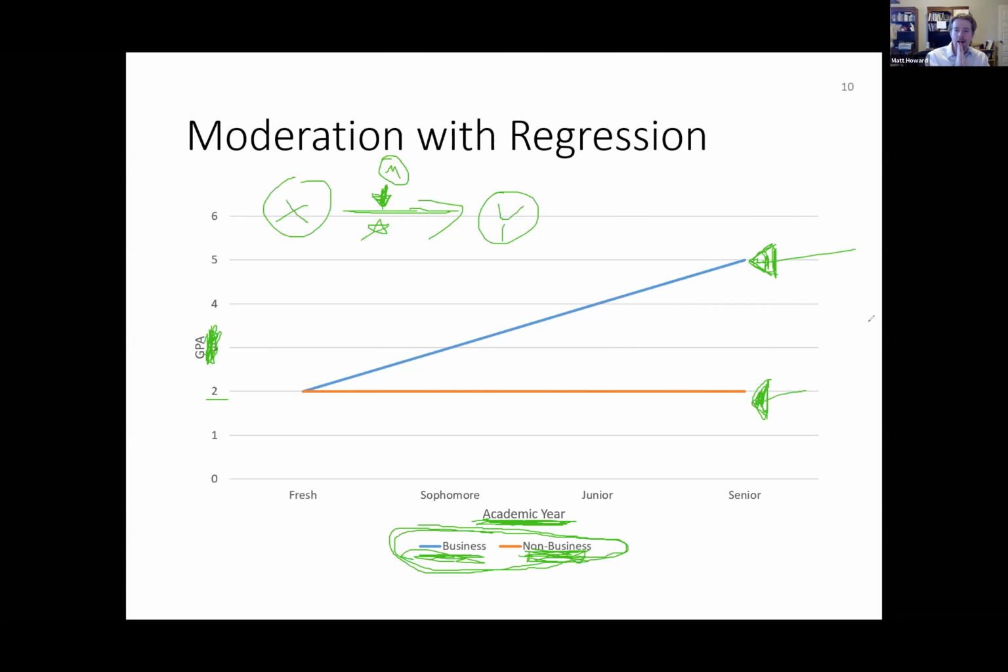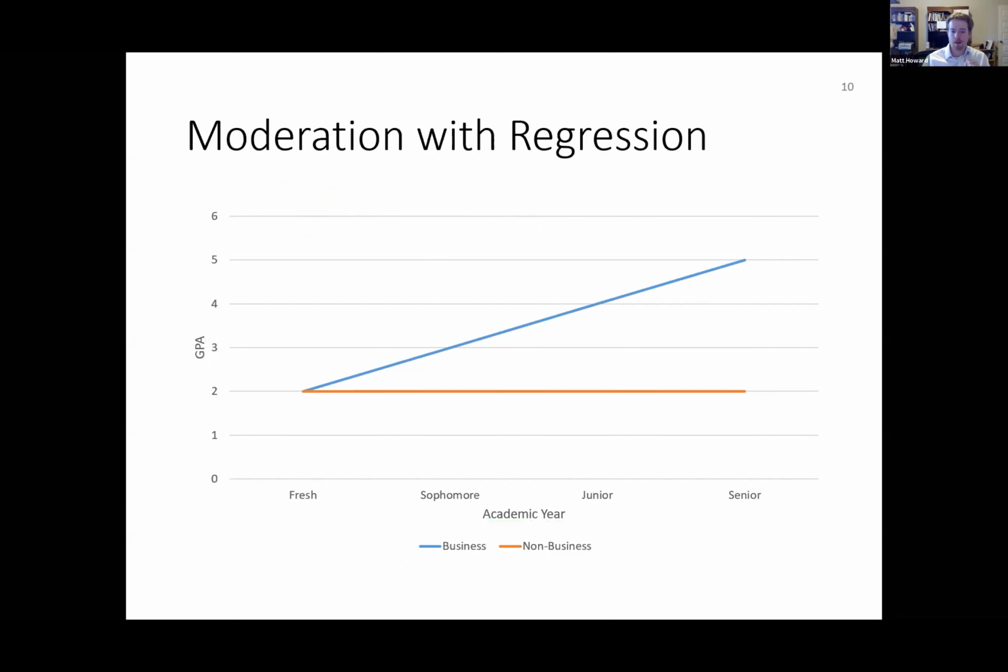Okay. I know that's a lot to take in. Are there any questions at this point about moderation? Anything I can explain further about it? Okay. So if there's no questions, we will continue.